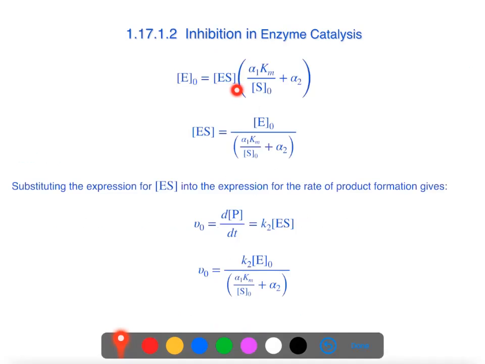So now if we factor out the concentration of the enzyme substrate complex, we're left with a solution for the enzyme substrate concentration. Substituting this expression into the expression for the rate of product formation gives us the following. So recall the rate of product formation will be equal to K2 times the concentration of the enzyme substrate complex. We now have solved for that with respect to the initial concentrations of enzyme and substrate, as well as these two new variables, alpha 1 and alpha 2, and we're left with the following nonlinear expression.